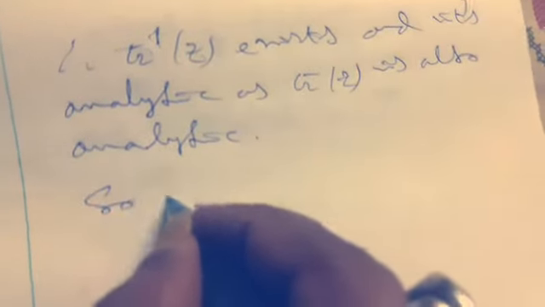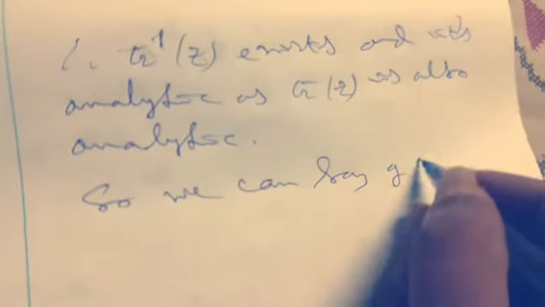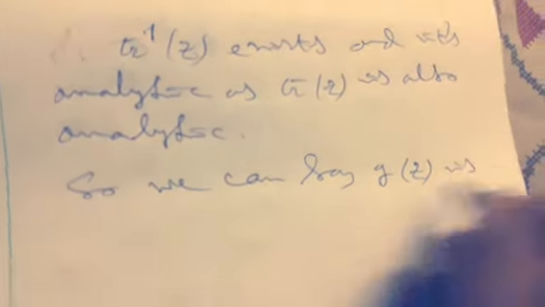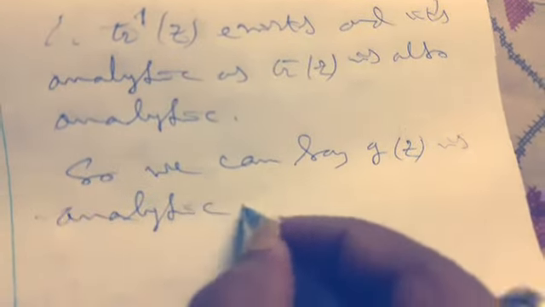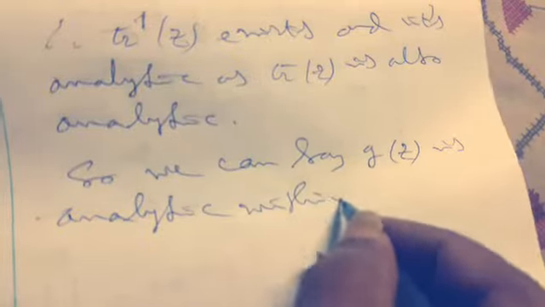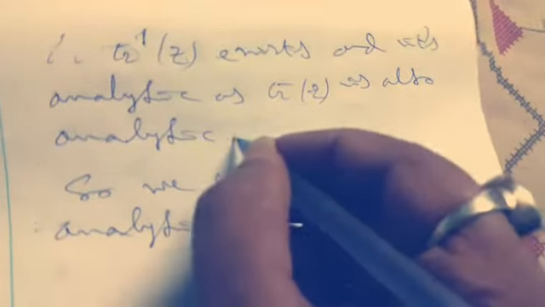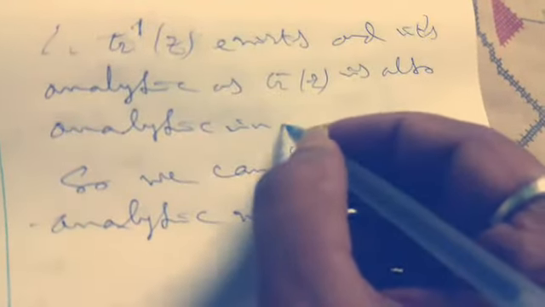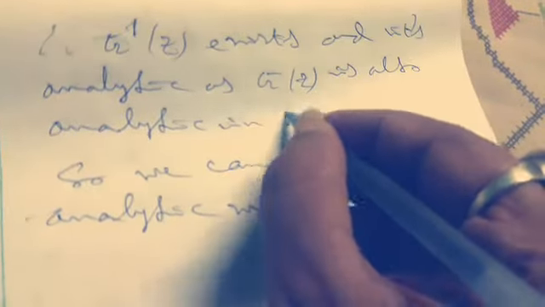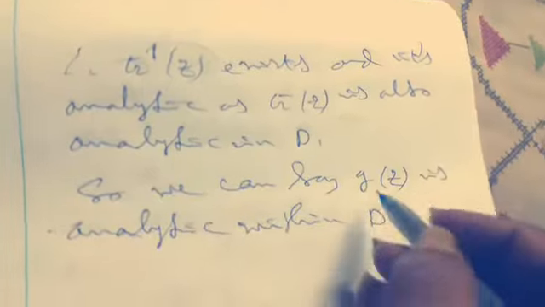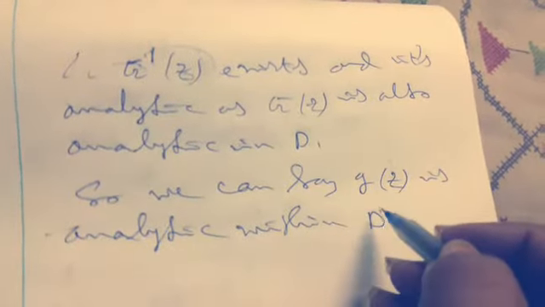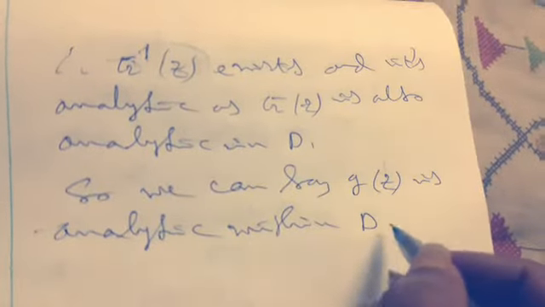So we can say small g(z) is analytic within D, and it is also analytic in domain D. So since G'(z) is analytic, G'(z) is equal to g(z), which is also analytic in D, and hence the proof.